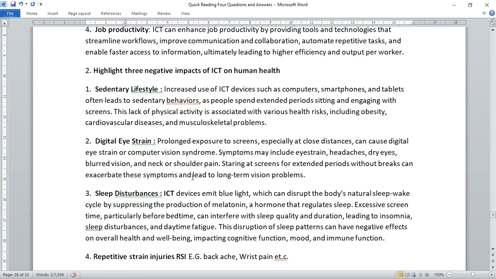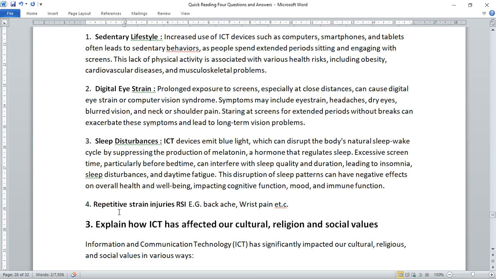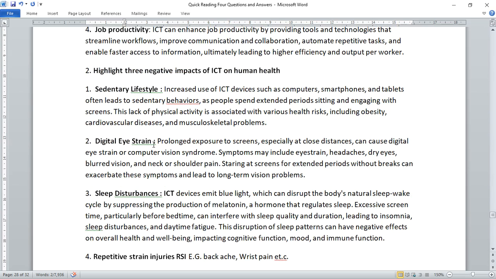You can read more on that. It has also led to repetitive strain injuries, RSI, for example, backache and wrist pain. You can talk about digital eye strain, headache, and then the sedentary lifestyle.